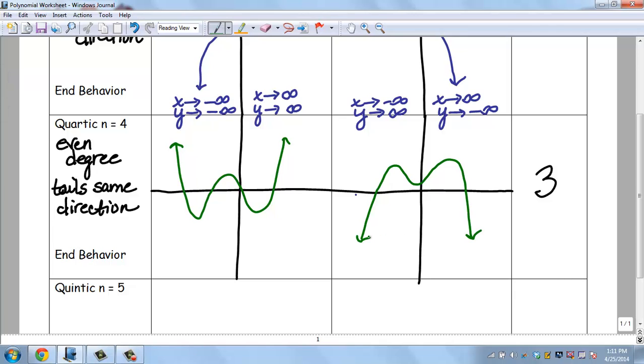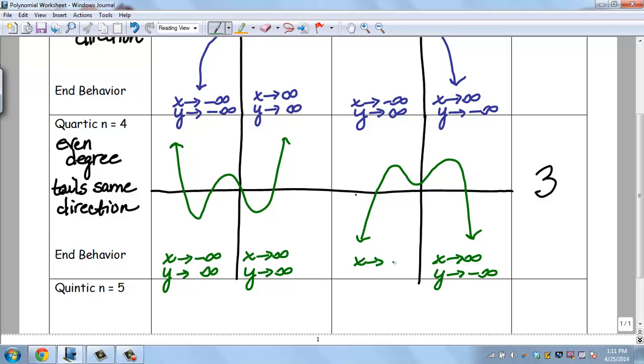Okay? Let's look at our end behavior. As x goes to the right, or positive infinity, my y goes to positive infinity. As x approaches negative infinity, my y's approach positive infinity. Over here, as x's go to the right, or positive infinity, my y's go to negative infinity. As x approaches negative infinity, so do my y's.